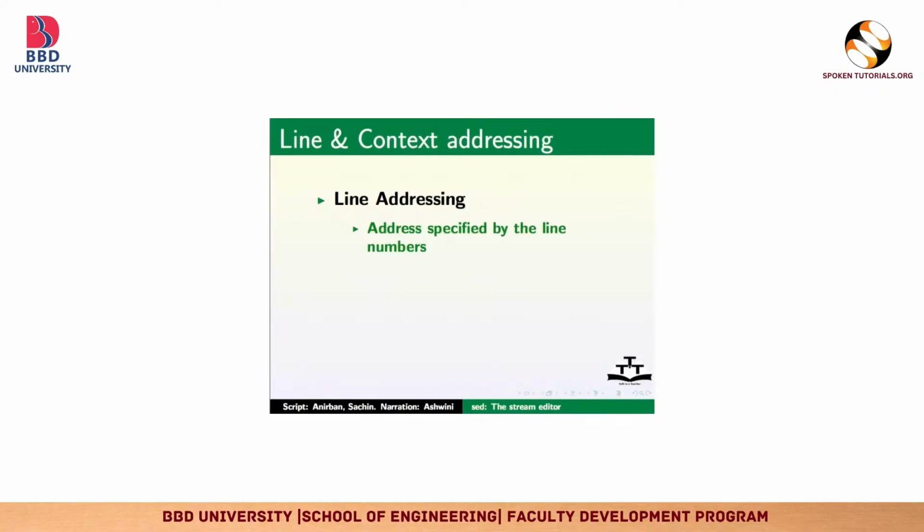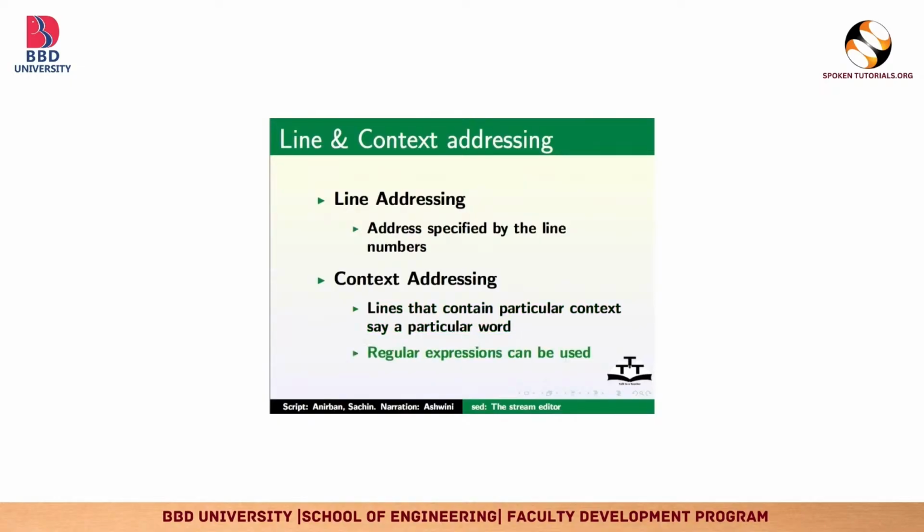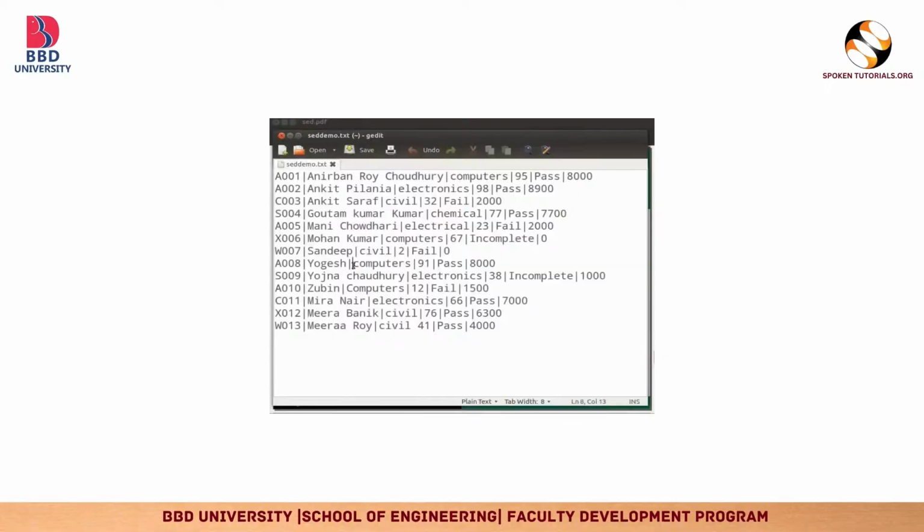Another way of addressing is context addressing. Lines that contain particular context, say a particular word. If we want to take actions on lines that contain a particular word, we use context addressing. Regular expressions can be used. Let us see an example. Come back to our text editor. Say we want to print those lines which have the word computers.